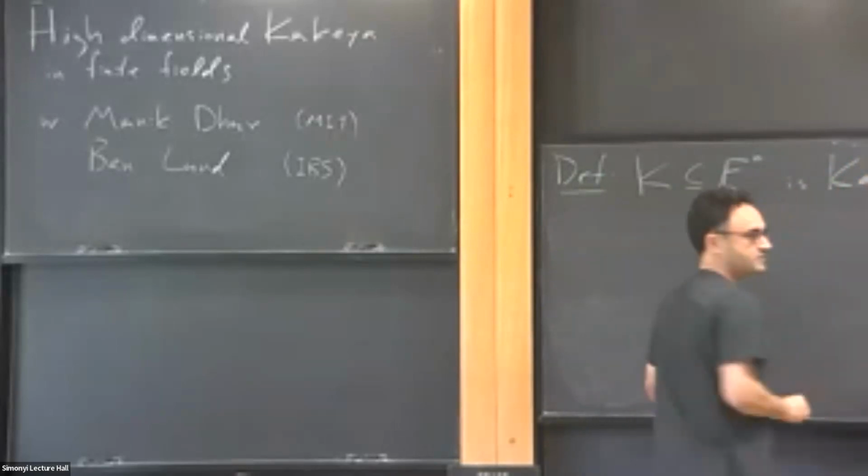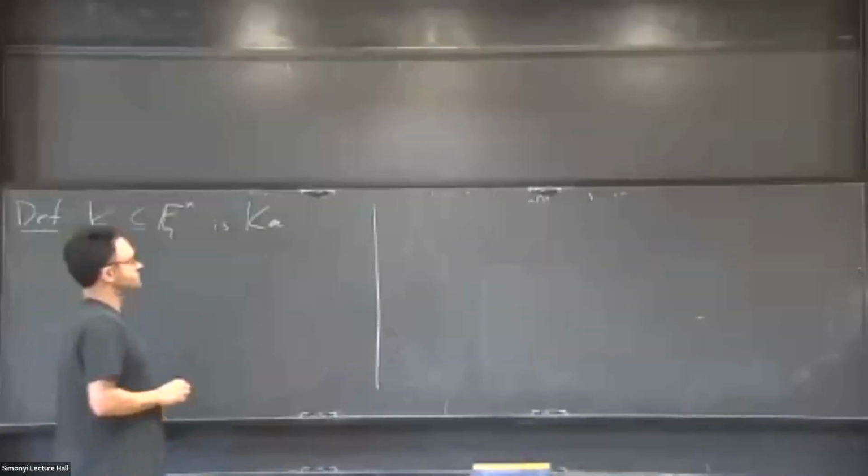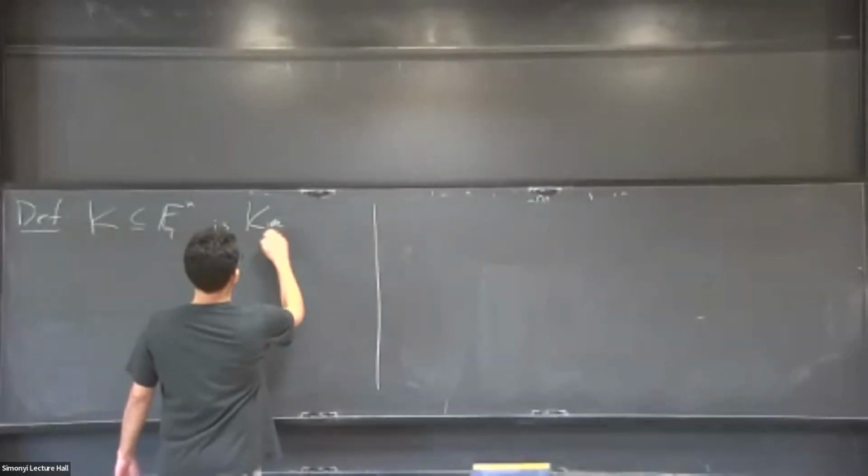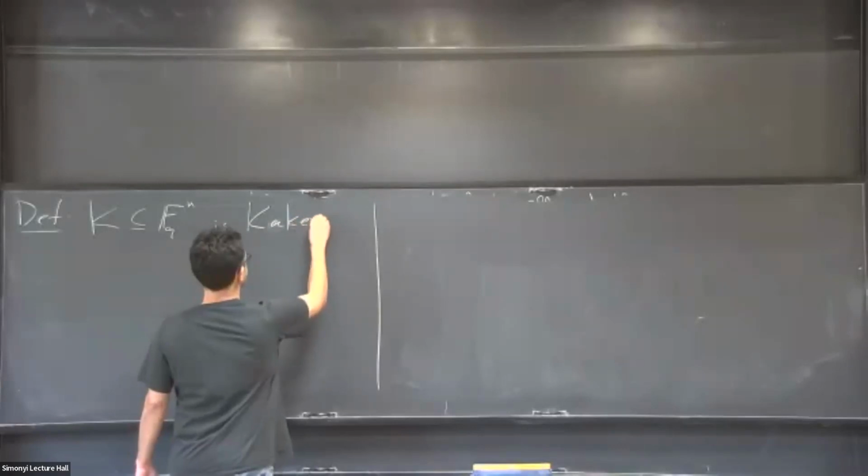Or as Peter Sarnak likes to say, Kakeya. I'm not sure which is the correct one. It's spelled with an E.